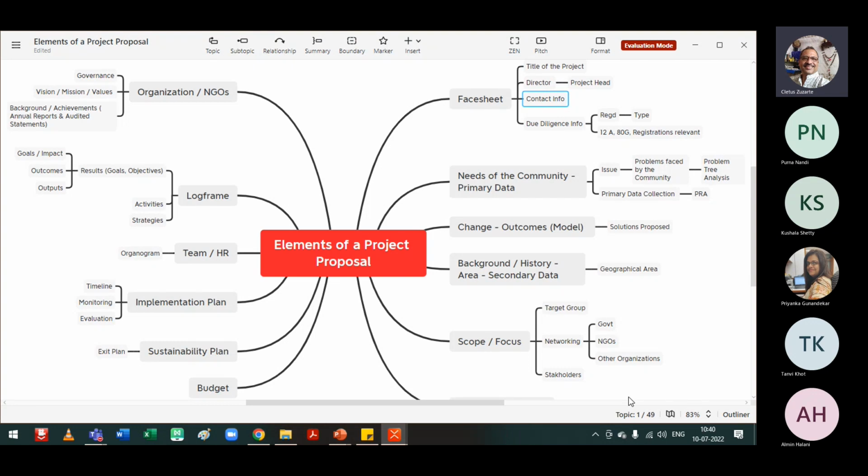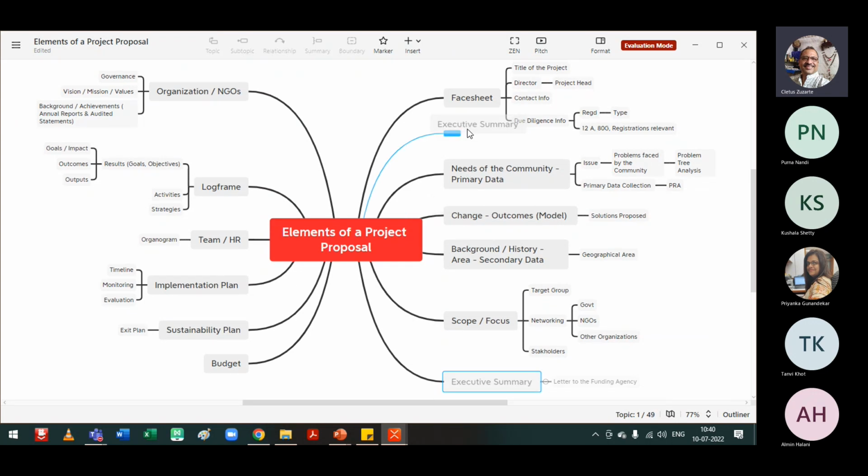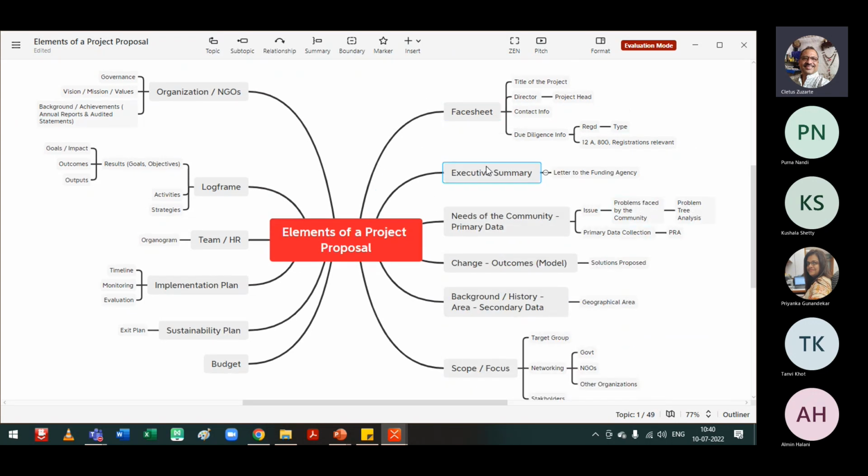Put a face sheet. It is very good; it speaks well about the organization. So you have your face sheet, and if you want to put it in a sequence, I can drag it here and show it to you. You have your face sheet, your executive summary, and then, if you want, I can even number it, your organization and NGO information.